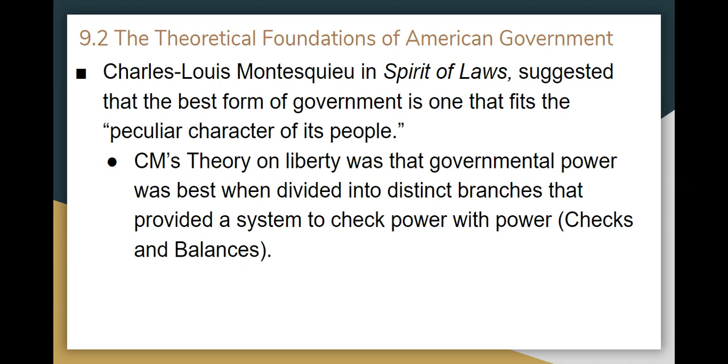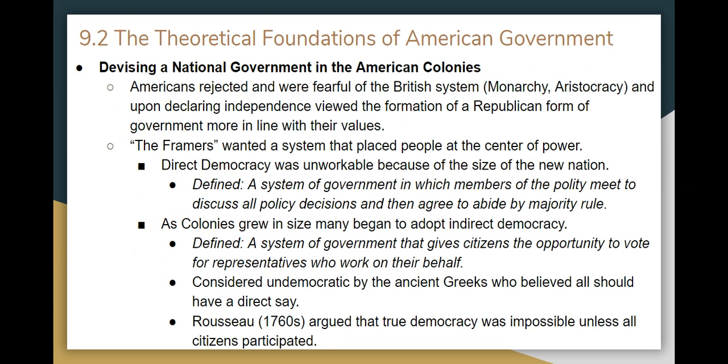But his theory on liberty was the one that most influenced American government. It was that power was best when divided into distinct branches that provided a system to check power with power. In other words, checks and balances, something you probably remember from previous classes.